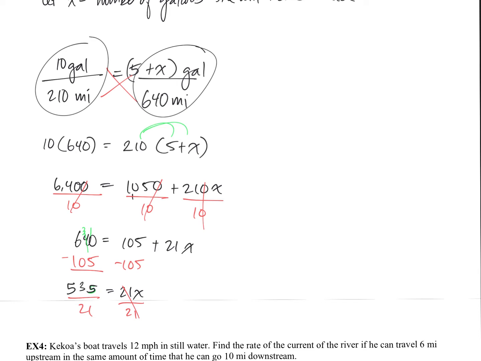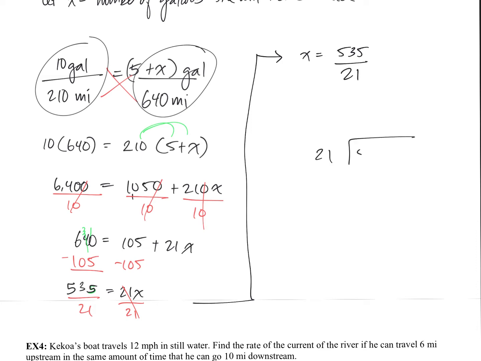All right, so we have x equals 535 divided by 21. Okay, so if you have access to a calculator, you can type that in. If you're not allowed to use the calculator, let's go ahead and check this with some long division. So 21 into 535. 21 times, let's see, 3 would give me 63. That's too big. 21 times 2 would give me 42. That would work. So 53 minus 42 is going to be 11, bring down the 5, 115.